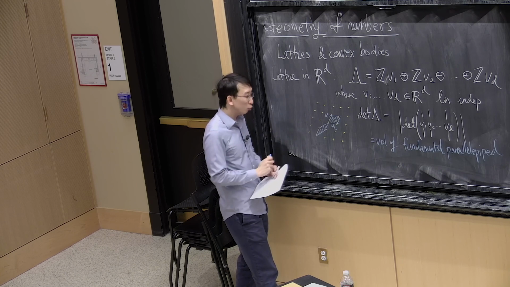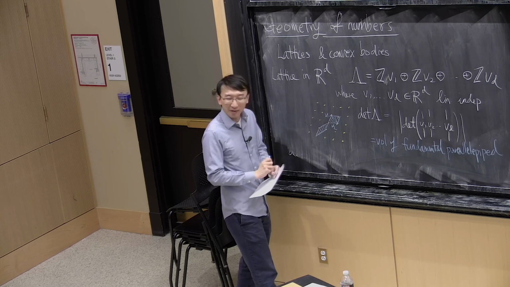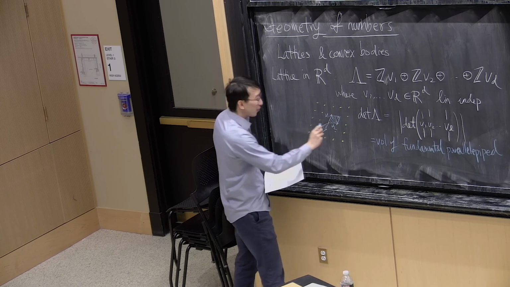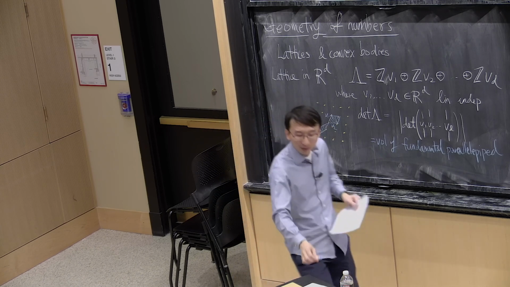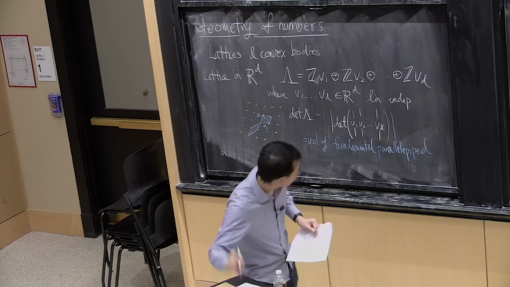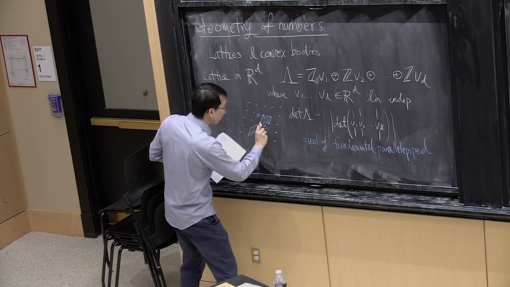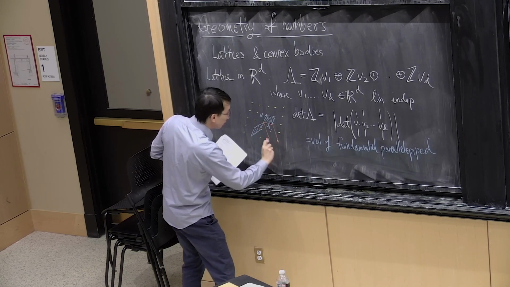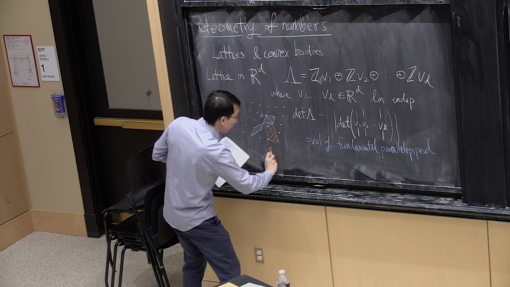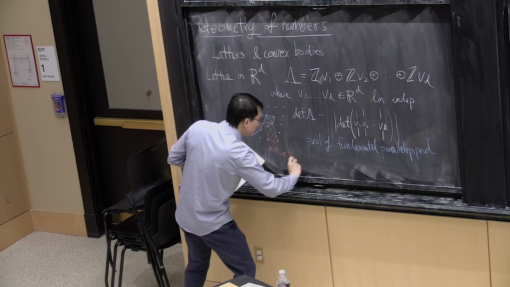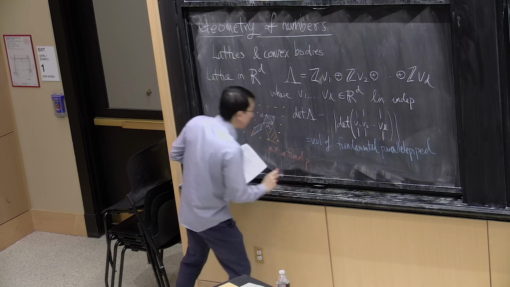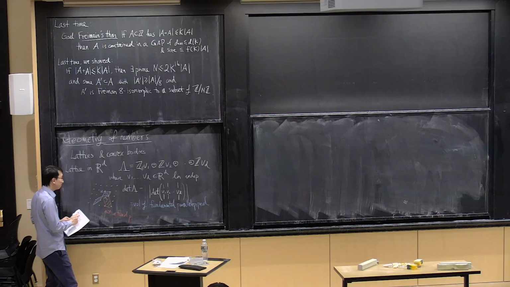Now, you could make some wrong choices, and then they will not have the right volume. Right? So if you had chosen these two, so this is not a fundamental parallelepiped. Okay.